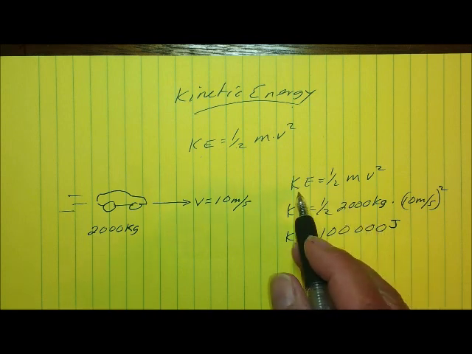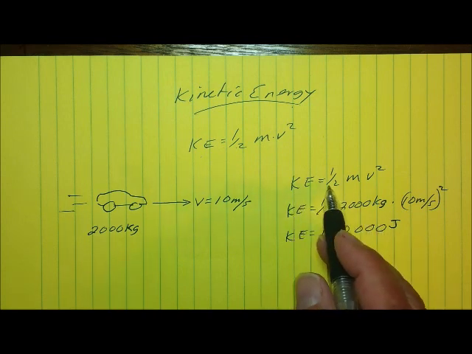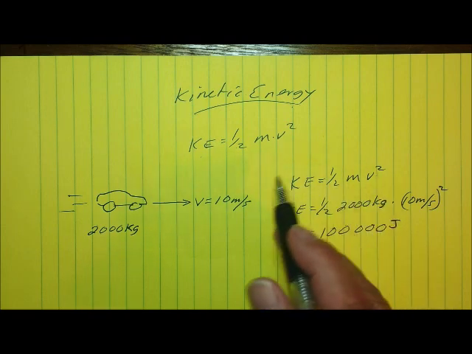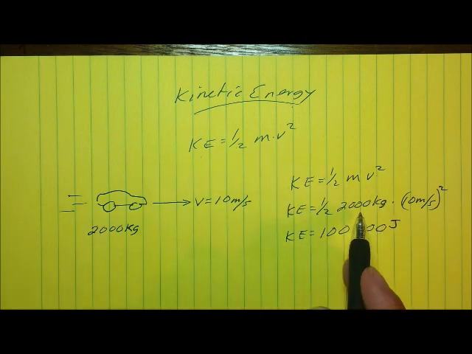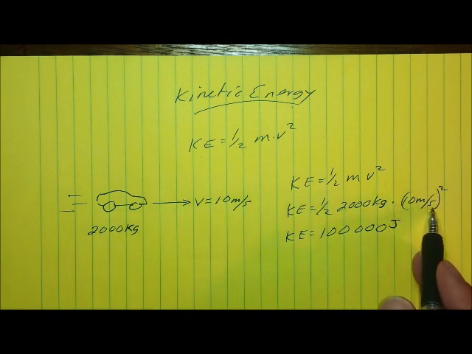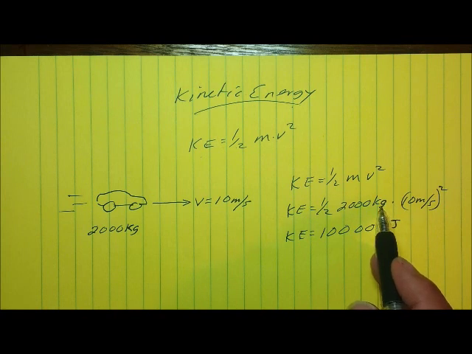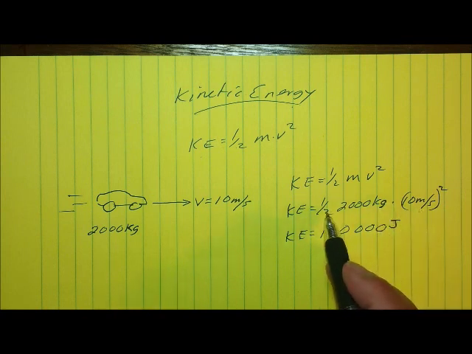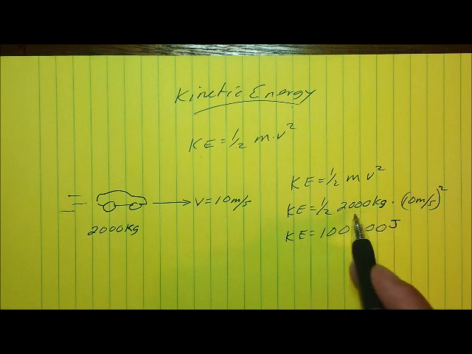Kinetic energy, remember, is calculated by using 1/2 mv squared. In this case, the mass of the car, the velocity of the car, the velocity was squared. That gave us 100. Multiply 100 times 2,000. Then divide that by 2 to get 1/2 of that, and we get 100,000 joules. That's the kinetic energy.